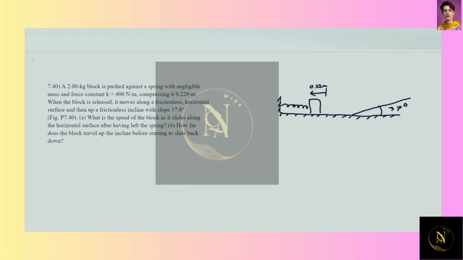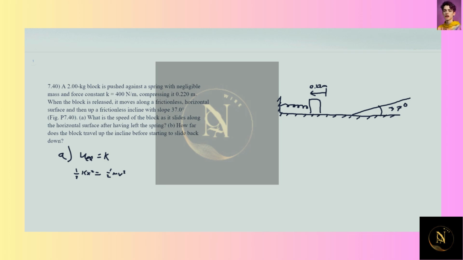So part A, it's a straightforward conservation of energy problem. We have the elastic potential energy equal to the kinetic energy of the block after it is released from the spring. So it's just 1/2 k x squared is equal to 1/2 m v squared. And then we just need to substitute everything.